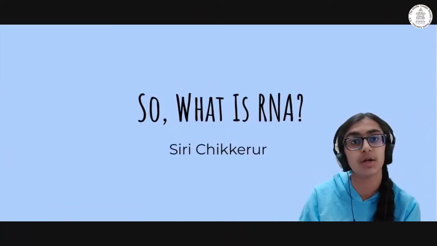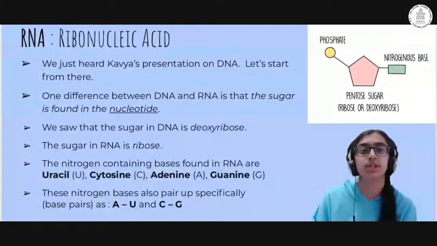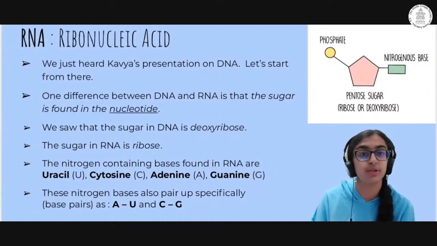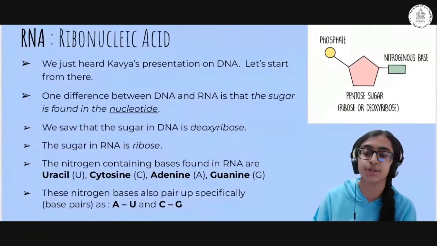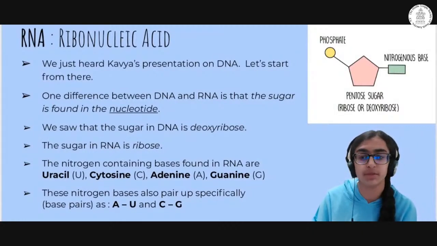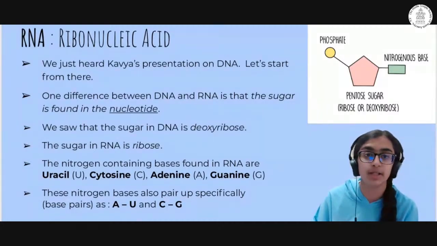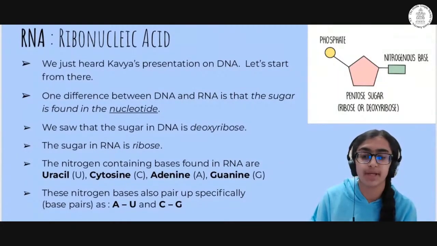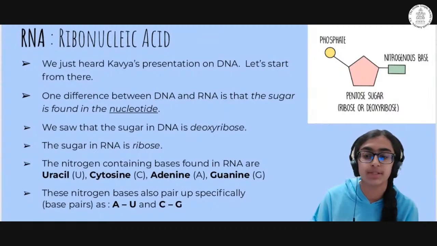So, what is RNA? We just heard Kavya's presentation, so let's start from there. One difference between DNA and RNA is the sugar found in the nucleotide. We saw that the sugar in DNA is deoxyribose, and that the sugar in RNA is ribose. The nitrogen-containing bases found in RNA are uracil, cytosine, adenine, and guanine. These nitrogen bases also pair up specifically as AU and CG.